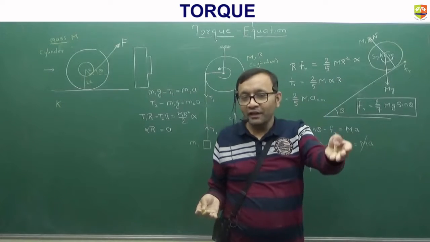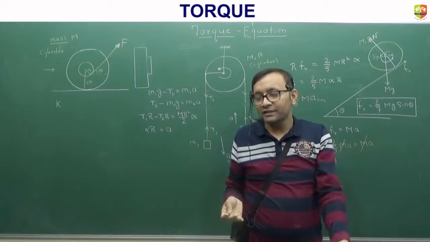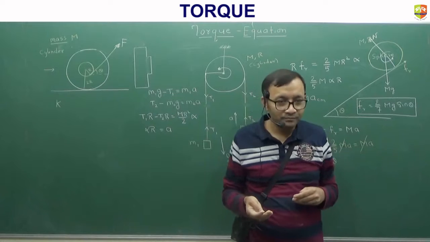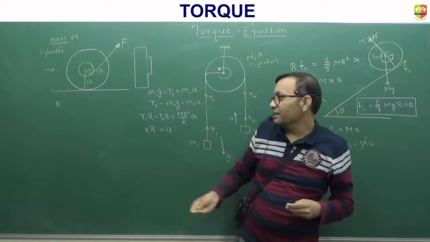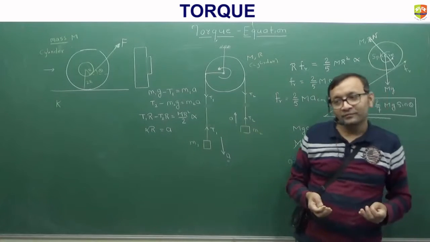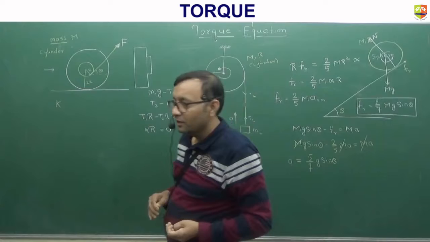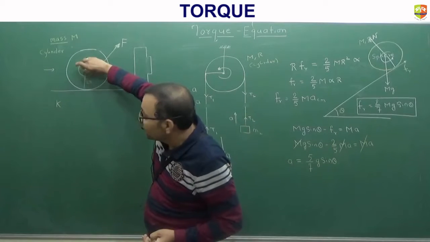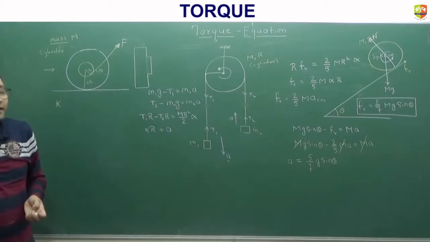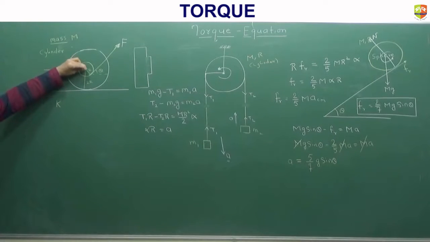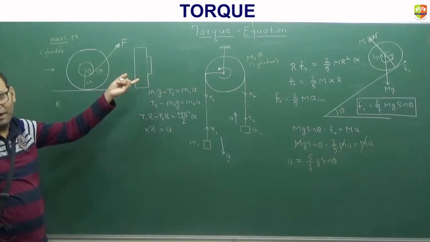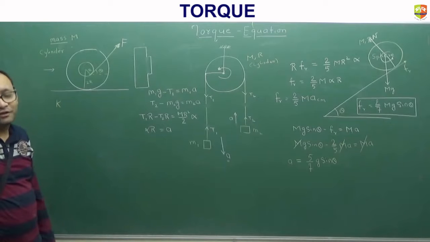So radius of gyration of a ring is what? R only. For a disc, it is r by root 2. Because m into k square should be equal to moment of inertia. Getting it? Now radius of gyration about this axis is given, k about that axis. You need to find alpha, a, and the force of friction.